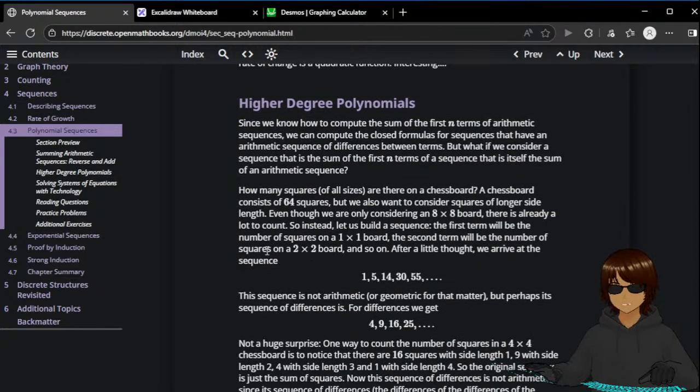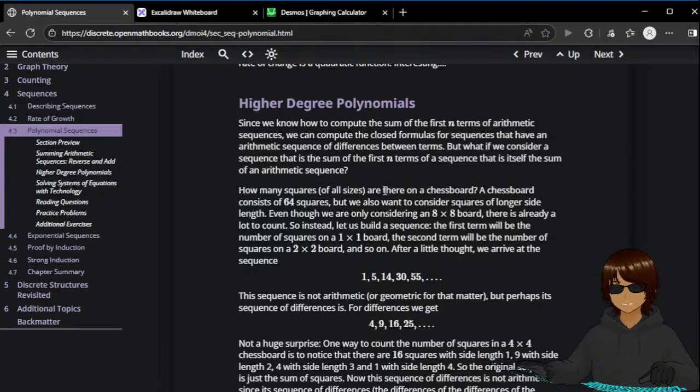Higher degree polynomial. Since we know how to compute the sum of the first n terms of the arithmetic sequences, we can compute the closed formulas for sequences that have an arithmetic sequence for differences between terms. But what if we consider a sequence that is the sum of the first n terms of a sequence that is itself the sum of an arithmetic sequence?